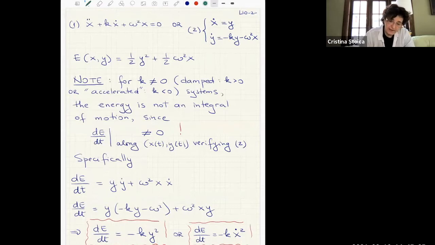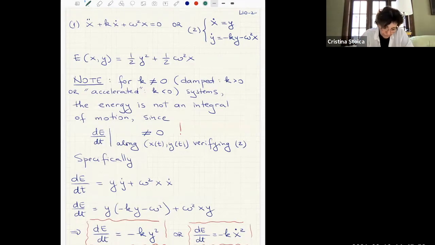But in this case, because we have this damping, there is energy lost in this friction process. It goes into heat, if you want. So the energy is not conserved, it is lost somewhere. It goes into breaking the motion, into this friction that doesn't allow the motion to go smoothly.